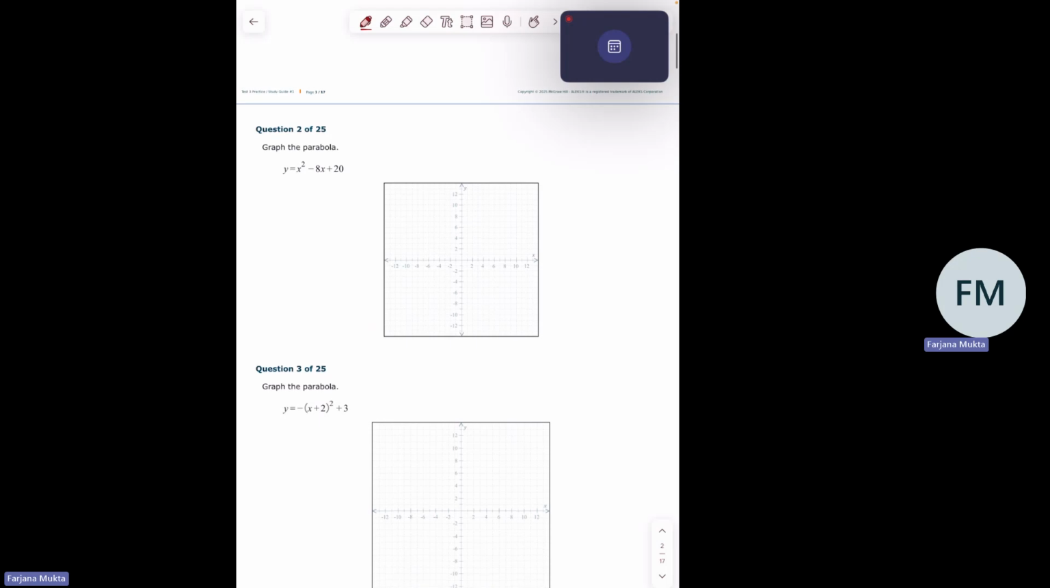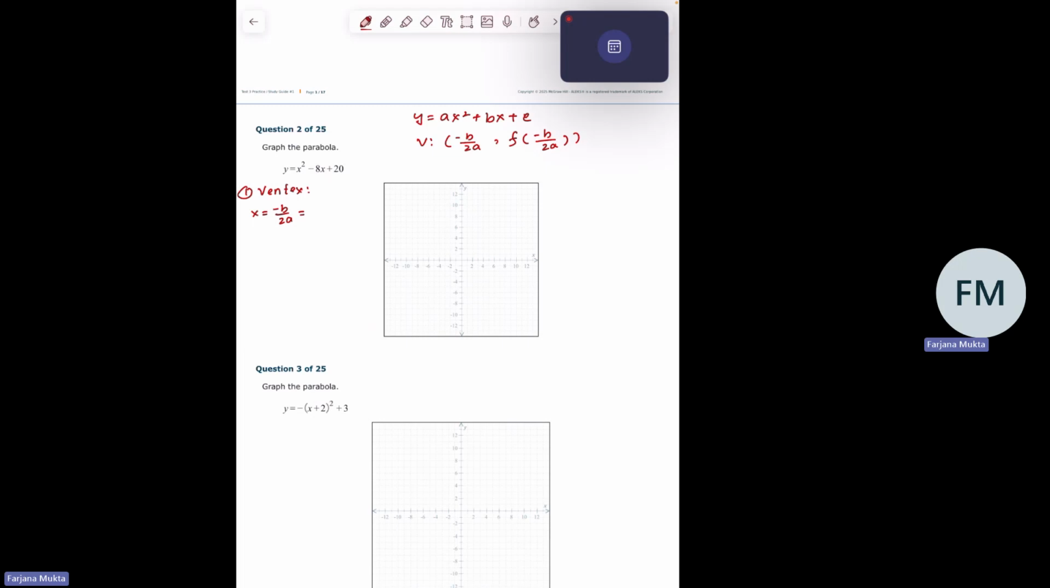Okay, let's move forward to the next. Graph the parabola. Okay, so in order to graph the parabola, what do you need? The first thing we need is the vertex. The function of the parabola is in standard form. That means it's in the form of ax squared plus bx plus c. For this, the formula for the vertex was -b/2a for the x coordinate, and for the y coordinate, the corresponding functional value. So for the x coordinate, we'll find -b/2a.